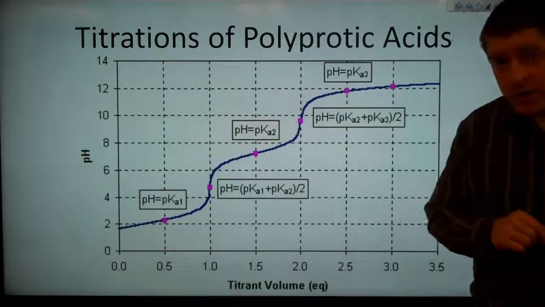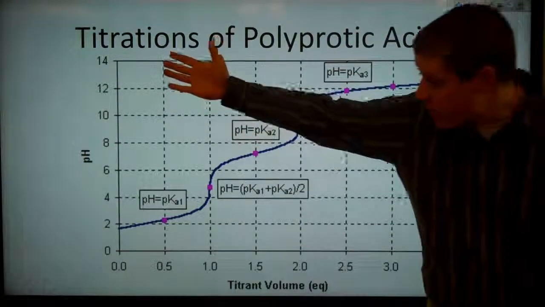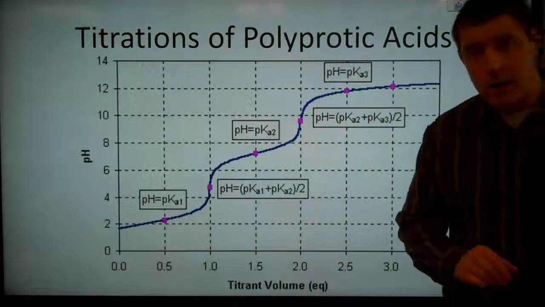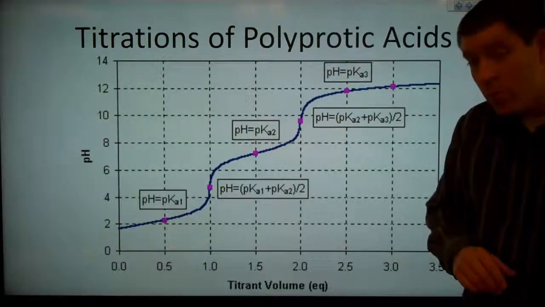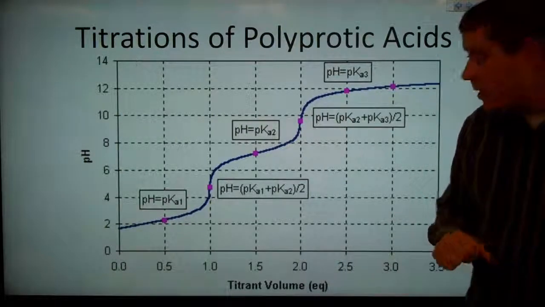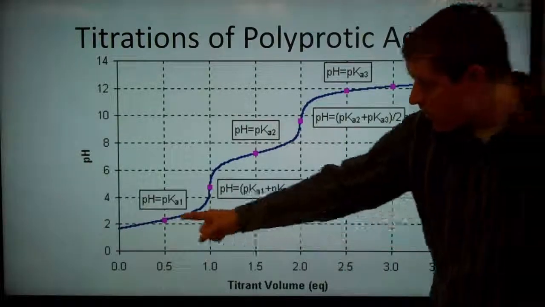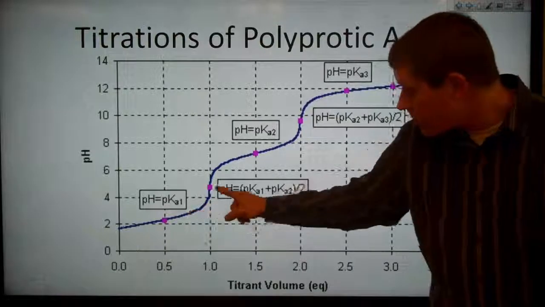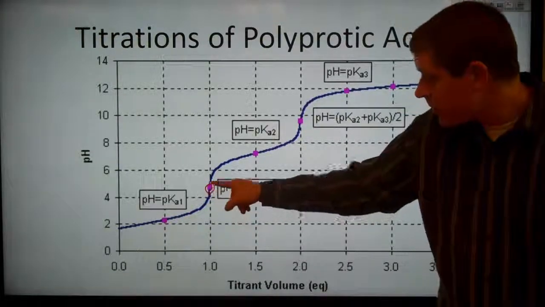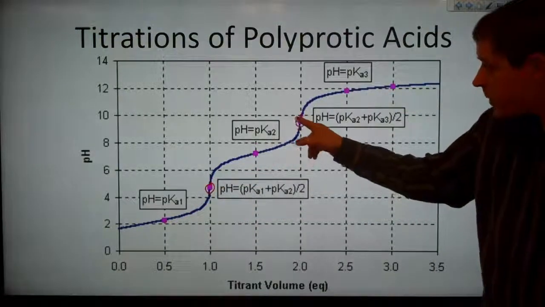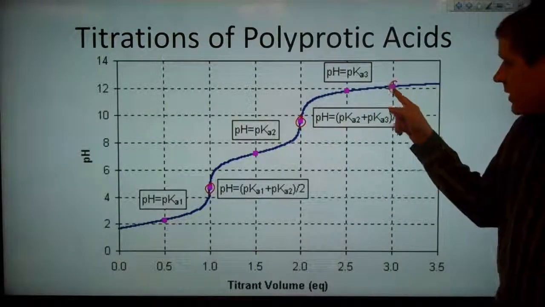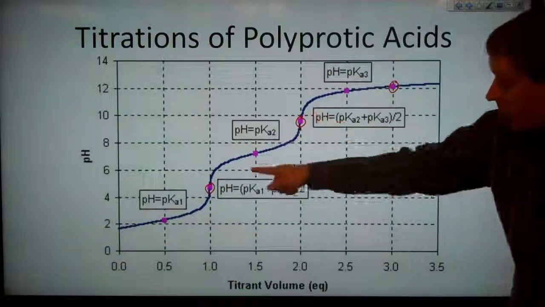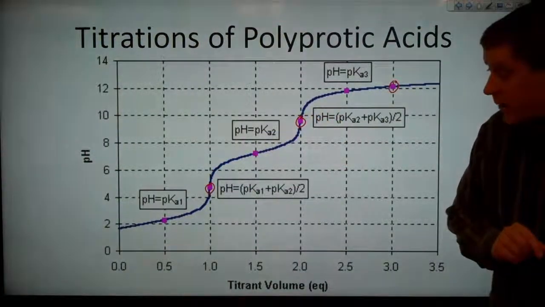So this is what the graph will look like. We've got pH as a function of titrant volume. So as we add our base and we're removing our protons, you can see we start out there with our phosphoric acid. We get to our first equivalence point here, and then we get to our second equivalence point there, and our third equivalence point is up here. Note that that one is rather difficult for us to see, but these two are easier for us to see.